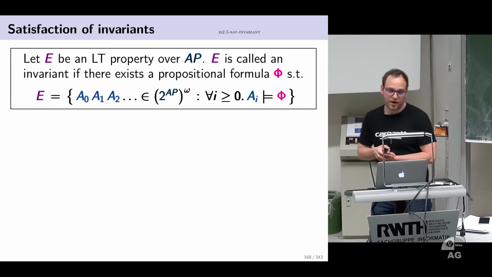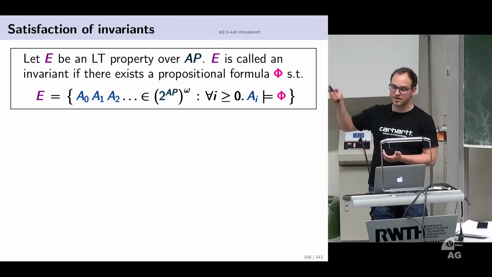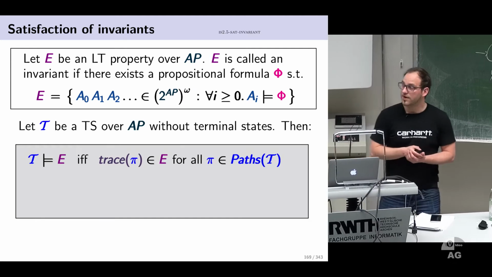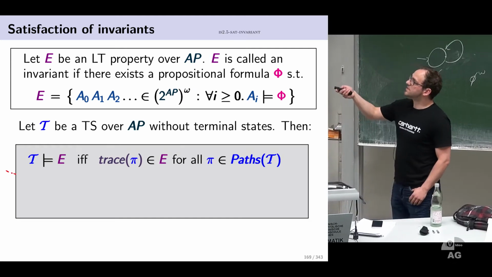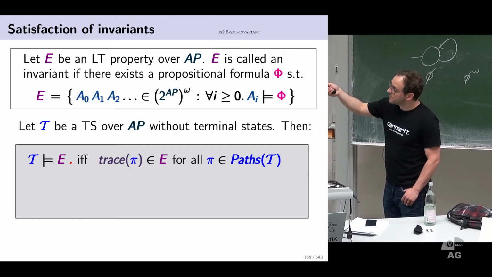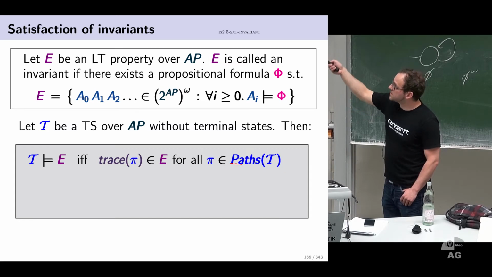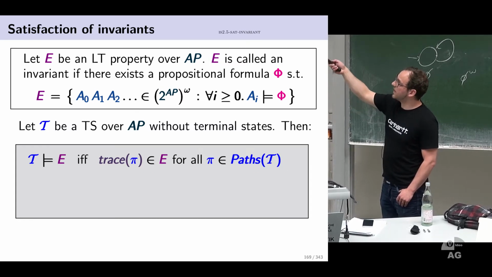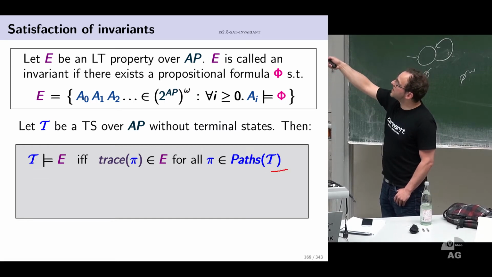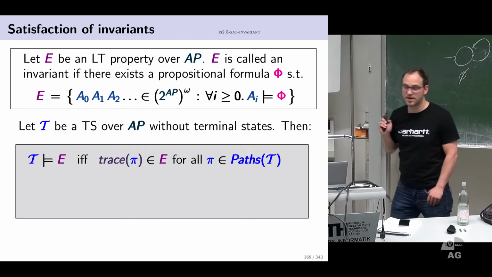Okay, let's talk about when invariants are satisfied. This is just a repeated definition of an invariant. And if you're talking about invariants, then the following is very easy to see. We say that T satisfies the invariant E, still a linear time property. This is just the definition of the satisfaction relation for linear time properties, meaning this is the case if and only if I can take any path in my transition system and its trace will be included in the linear time property.